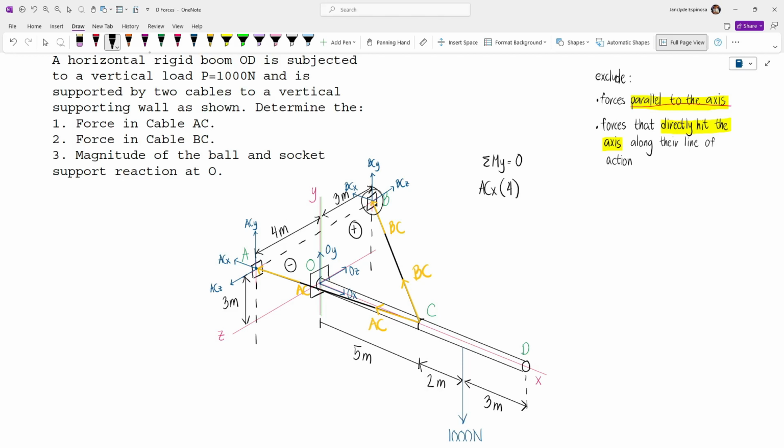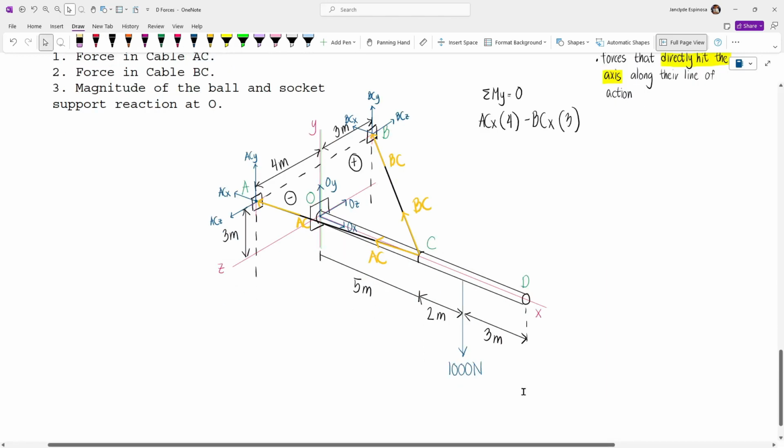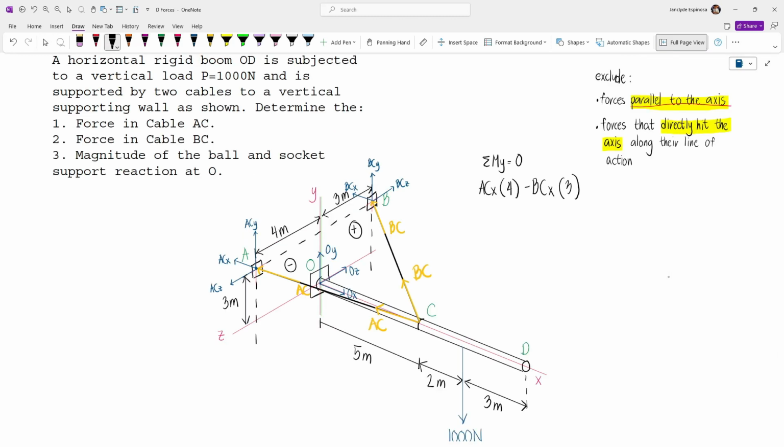Now let's look at point B. For the components of BC, we're going to exclude BCZ because its line of action will directly hit the y-axis at this point. And then we're also going to exclude BCY because it's parallel to the y-axis. And so what's going to cause a moment is only BCX. Now for BCX, our moment arm up to the y-axis is 3 meters. And then it's going to cause a counterclockwise rotation about the y-axis. So this is going to be minus BCX multiplied by the moment arm, which is 3 meters. And then for the external load, the applied load is parallel to the y-axis, and so that's not going to cause any moment. And so this is now equal to 0.